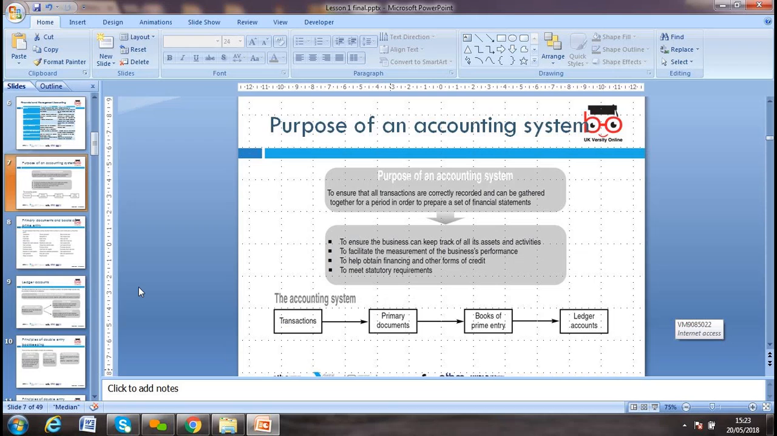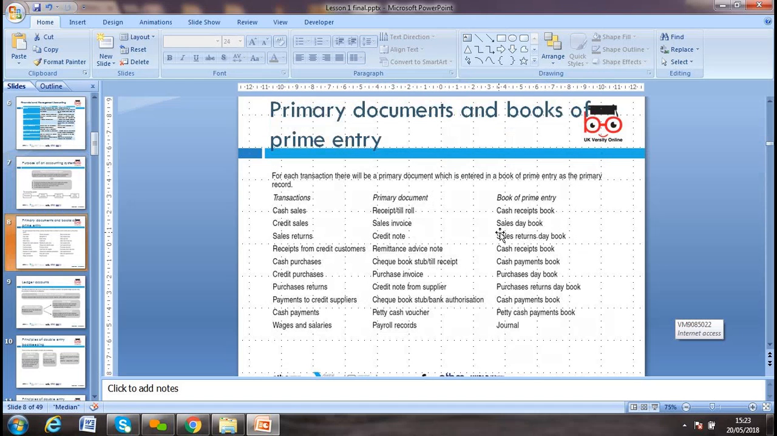Any question? Sir, what does prime entry mean? Okay, we call it a book of prime entry: the cash book, the sales day book. We have separate books in which we keep the record of all the sales, sales returns, and purchases. These are called books of prime entry. Any question? No.